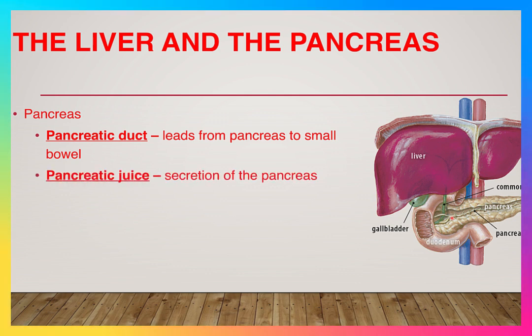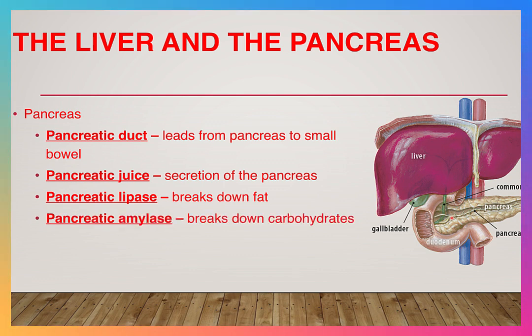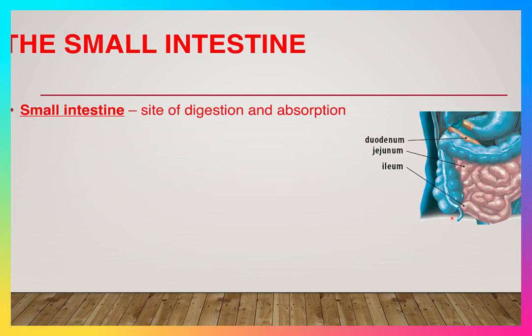This pancreatic juice, secreted by the pancreas, contains enzymes like trypsin and chymotrypsin, which break down proteins. It also contains bicarbonate, which neutralizes the hydrochloric acid. Also in the juice is lipase, which breaks down fat, amylase, that breaks down carbohydrates, and then sodium bicarbonate, which neutralizes the acid. The principal job of the small intestine is absorption.